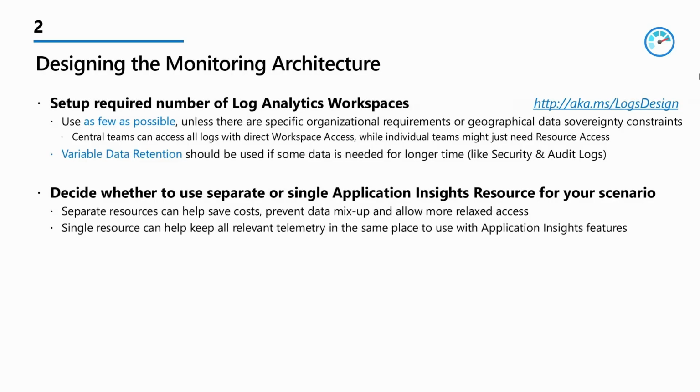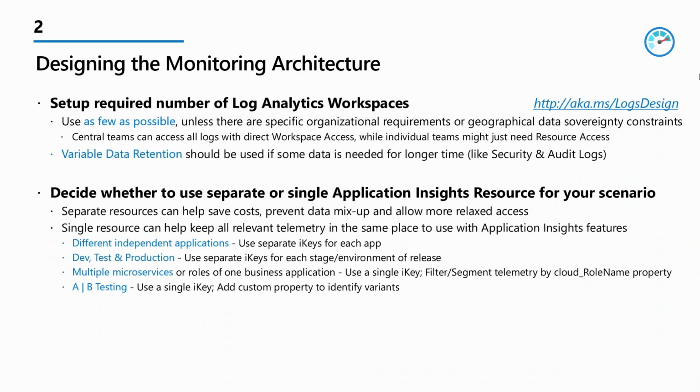Similarly, a single resource might help you retain all relevant telemetry in the same place, where you can still filter or segment based on the dimensions and properties that you're collecting. Now, as an example, if you have different independent applications, as I said, separate IKeys is the recommendation. IKey is essentially your Application Insights primary key.